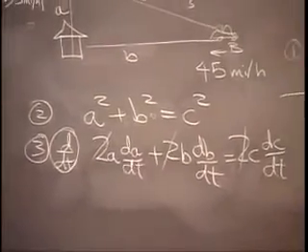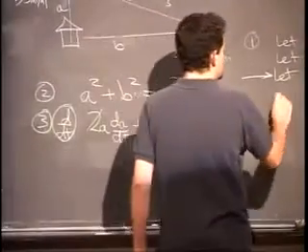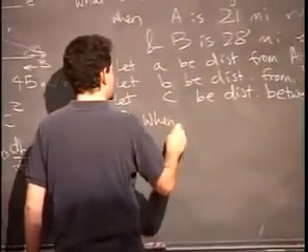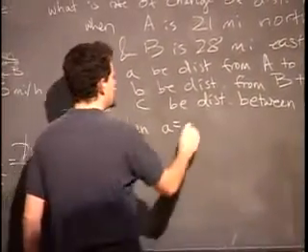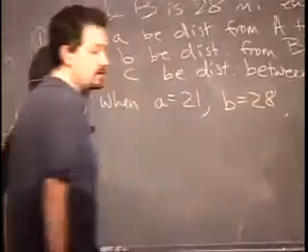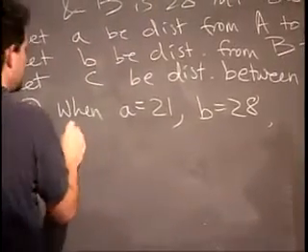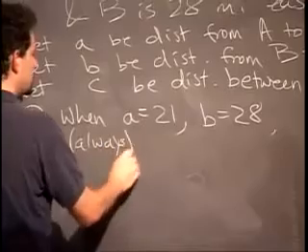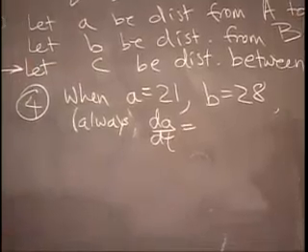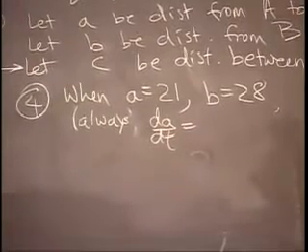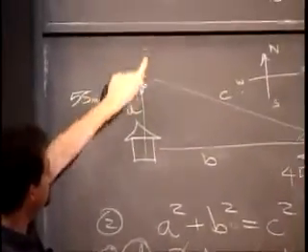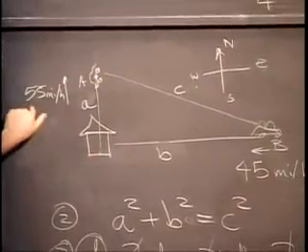Now, what do we actually know? Step 4, I'll come over here, we are now allowed to substitute. And now we can put in when A equals 21, because that was the data, B equals 28, so we know that particular thing, and also always we know dA/dt. What is dA/dt? Look at the diagram. That's the rate that A is changing. Well, as your car A moves away, the speed is 55.